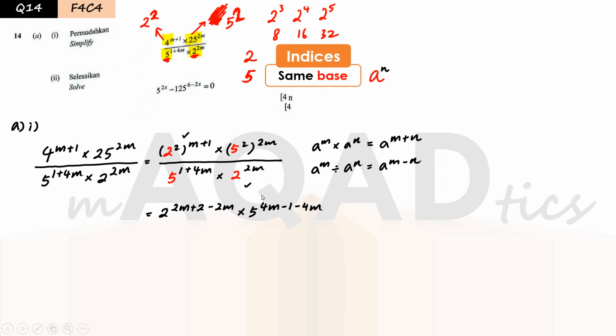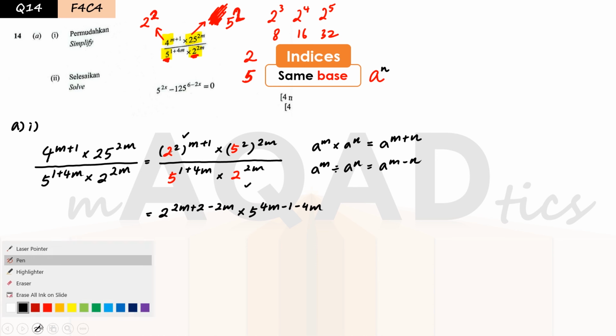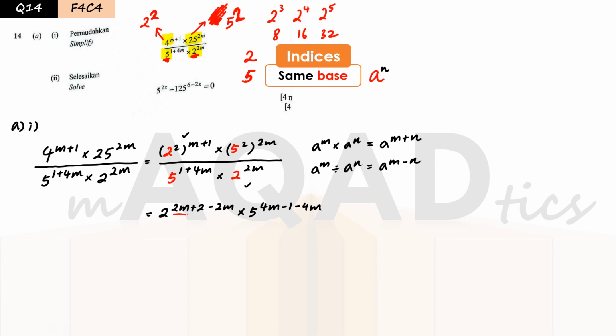Now you see for each of the base values here, we can simplify the power. 2m and minus 2m, if we add them up together, it will cancel off. 4m and negative 4m, if we add them up together, again, it will cancel off.